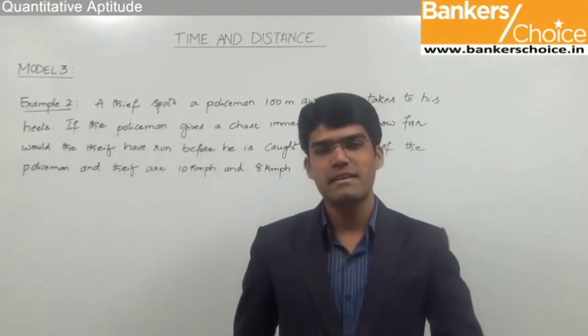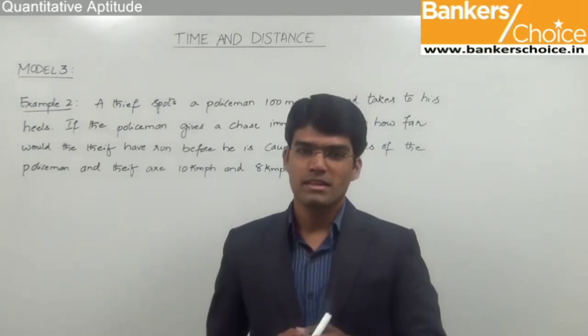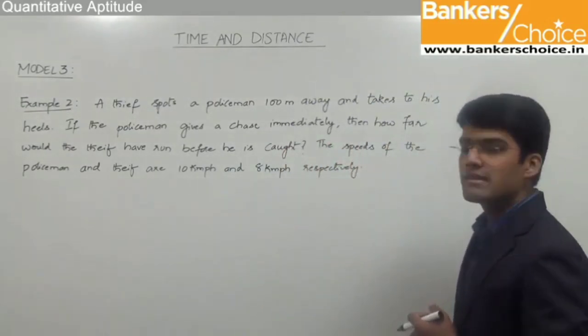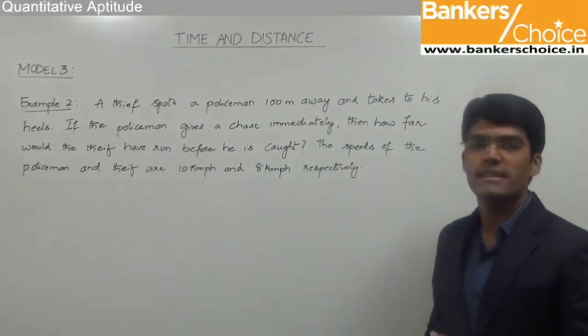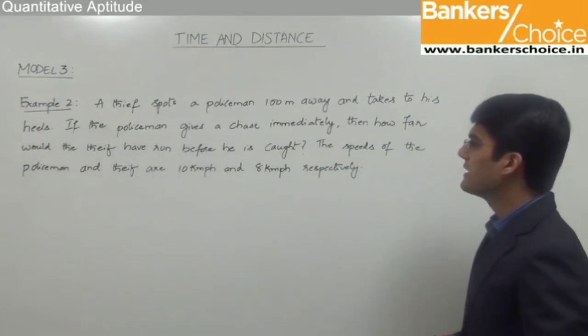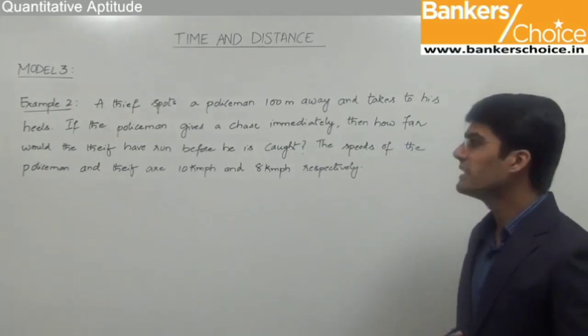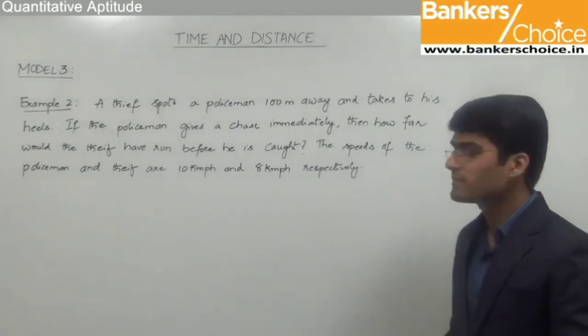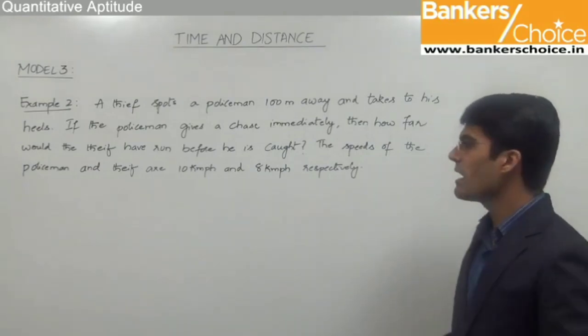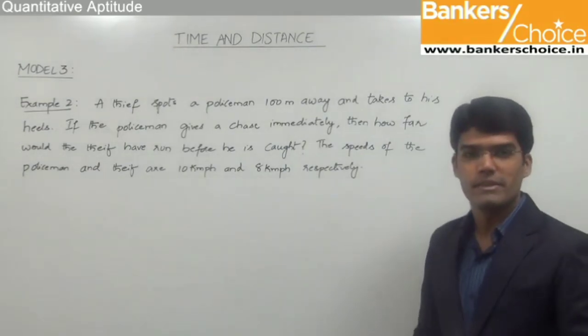Let us now take another interesting example from Model 3. The question here is, a thief spots a policeman 100 meters away and takes to his heels. If the policeman gives a chase immediately, then how far would the thief have run before he is caught? The speeds of the policeman and the thief are 10 kilometers per hour and 8 kilometers per hour respectively.